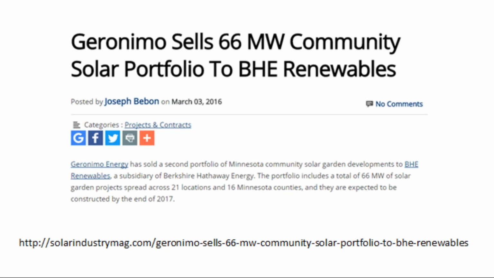Whereas if you buy a green power plan from a utility company, they sometimes do not even tell you where that green energy is actually coming from, because they don't want to reveal their business practices. And so here we have a community solar project. It says Geronimo sells 66 megawatts of community solar portfolio to Berkshire Hathaway.